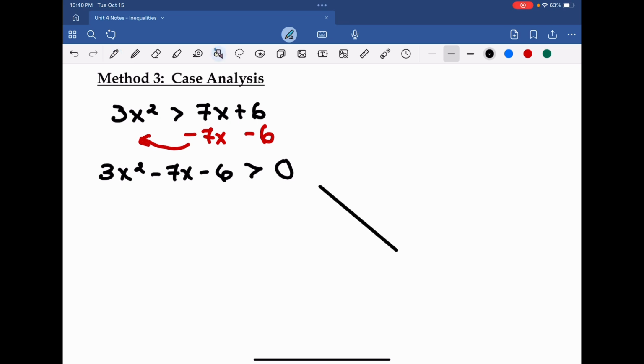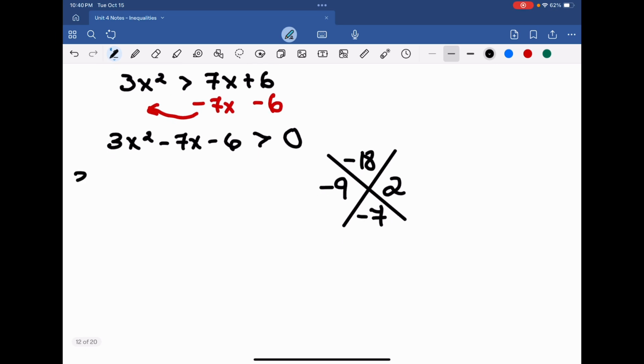Now what we're going to do is factor this off on the side. We need to multiply to make 3 times negative 6, which is negative 18, and add to make negative 7. The numbers that do this for me are negative 9 and 2. Now we need to use decomposition: 3x squared minus 9x plus 2x minus 6 is greater than 0.